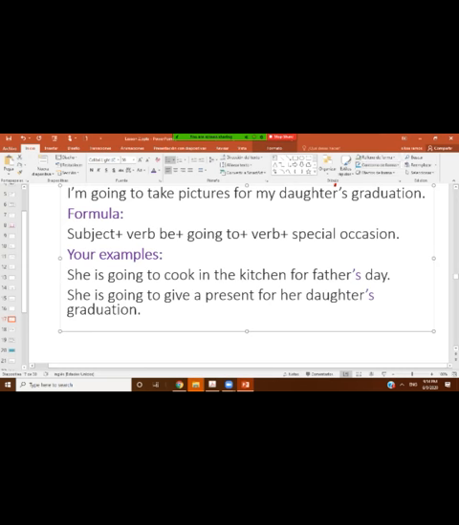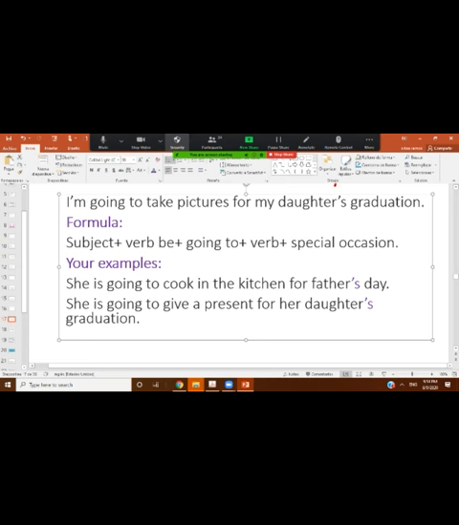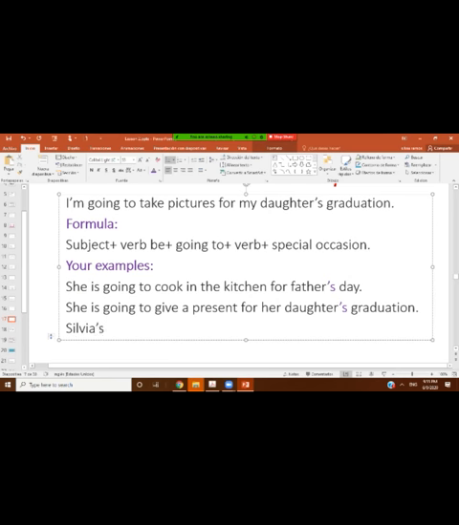I have a question. Yes. Y siempre quedaría el her, ahí. Yes, because we're talking about she. She's going to give a present for her daughter's graduation. Este her está diciendo que es el posesivo de ella. Entonces, estos dos van relacionados, right? Pero si decimos que es la hija de alguien más, por ejemplo, she's going to give a present for Sylvia's daughter graduation. So that would be different. Right, we can say Sylvia's. And the position changes, right? So that would be another option. So that means that it's not her daughter, it's another person's daughter, right?